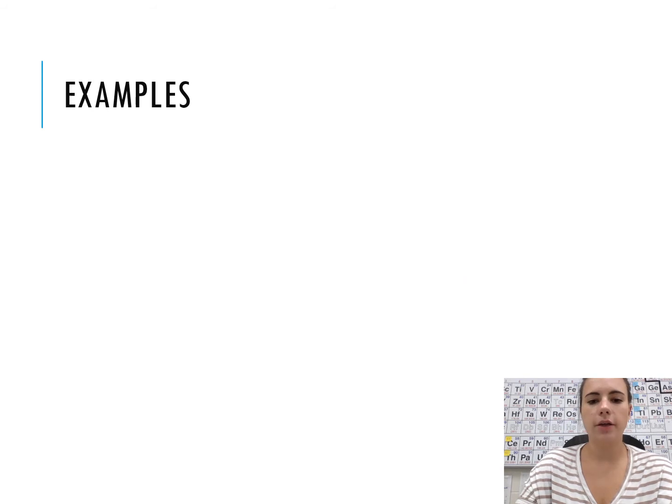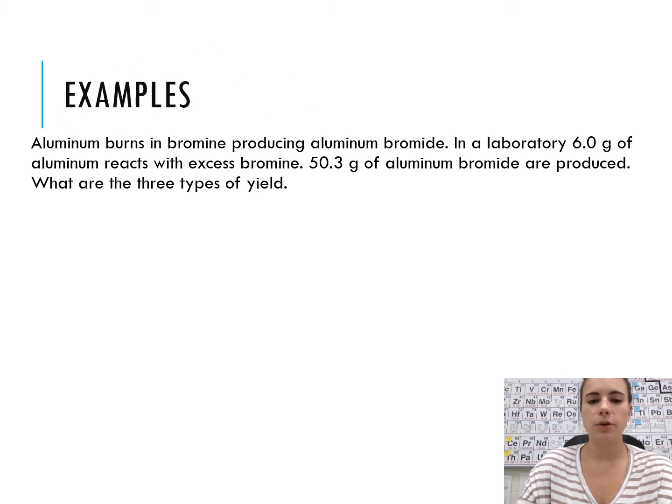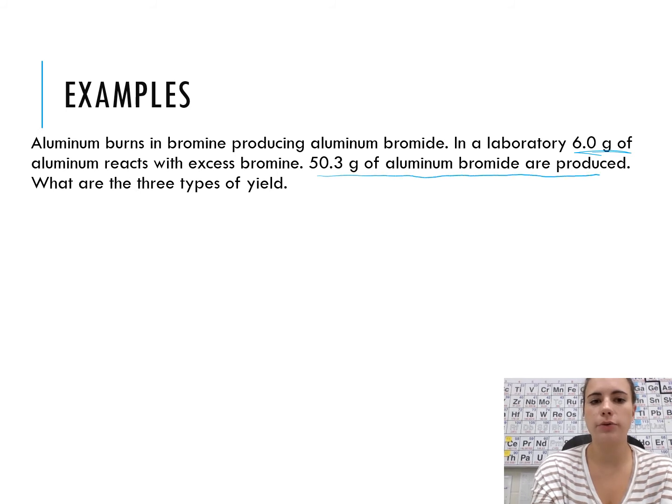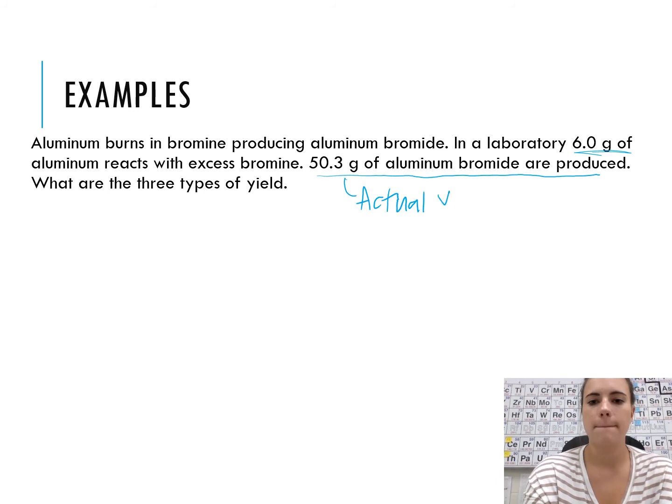All right, here's another example. You can pause if you'd like, and then resume it to see the answers. So aluminum burns in bromine, producing aluminum bromide. In a laboratory, 6 grams of aluminum reacts with excess bromine. So what that tells me is that I have plenty of bromine to use all of this aluminum. 50.3 grams of aluminum bromide are produced. What are the 3 types of yield? Well, 50.3 grams of aluminum bromide is definitely my actual yield, because that's how much I actually made in lab.